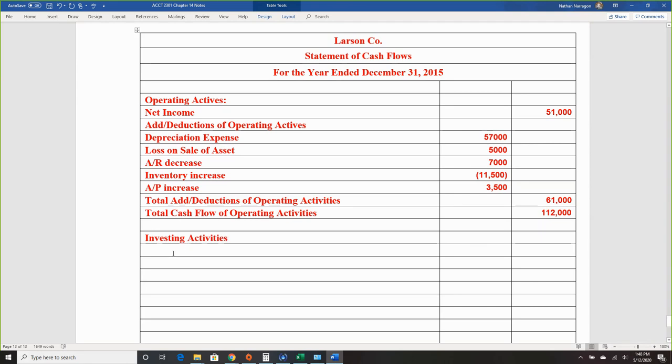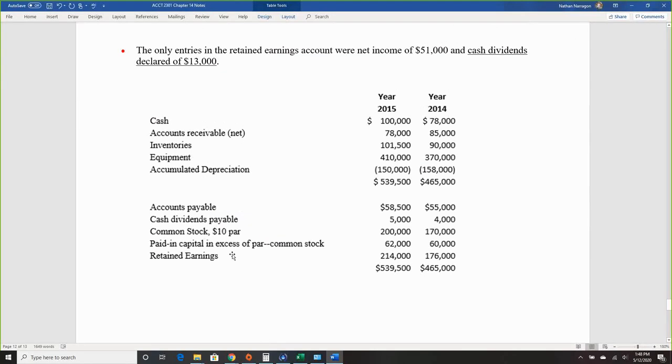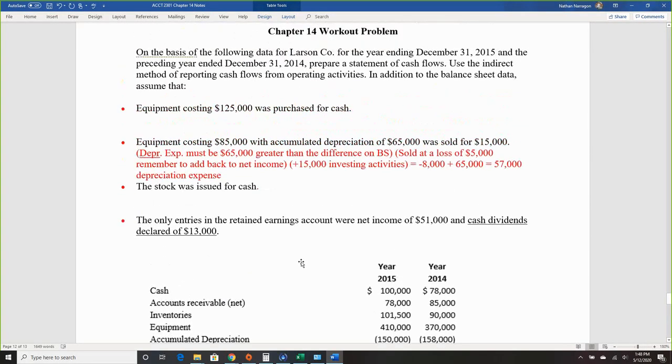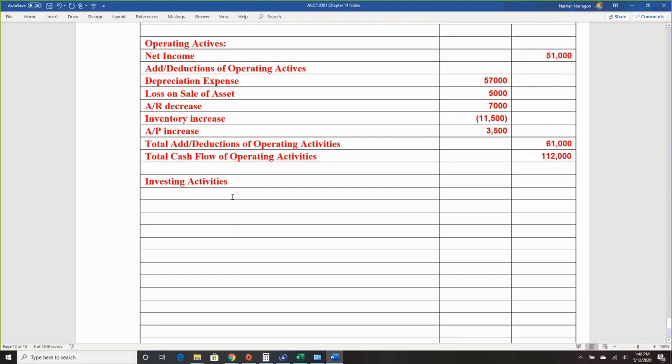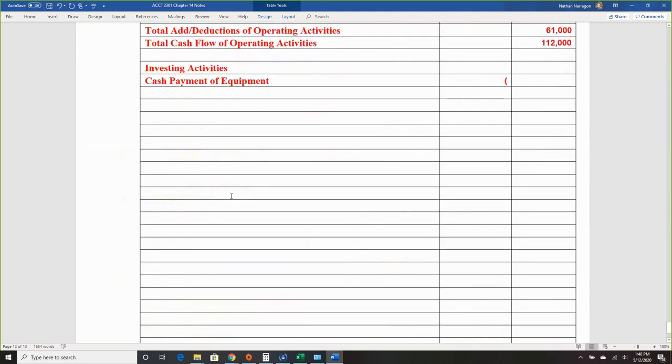So basically, again, we're going to look at what has changed for any fixed assets, or big assets as we go. The only change that happened with cash is this purchase and the sale. So we purchased equipment of 125. Remember, when we purchase with cash, that's a decrease. So, I'm going to say cash payments, equipment of 125,000 went out the door.